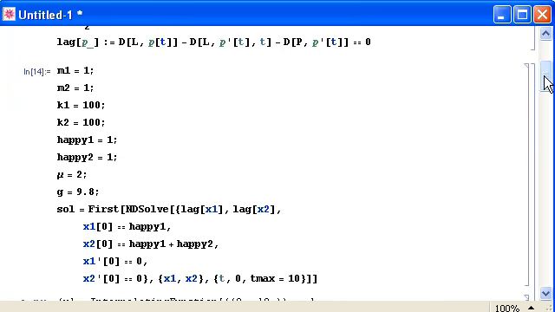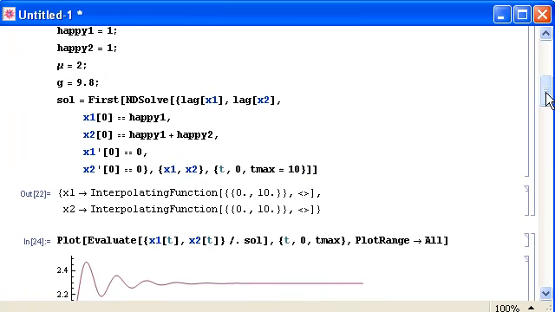Next I've got some constants. I just make it very boring. Both masses are 1. The spring constants are both 100. The happy lengths are 1. And what I do is I do an NDSolve command. So I do the Lagrangian for both x1 and x2. I set them both at their happy distance. Well, x2 really needs to be happy 1 plus happy 2 because it's actually measured from the very top. I decide to set them both not moving at all, so that's what this initial condition here is. And then I just ask Mathematica to solve for x1 and x2.